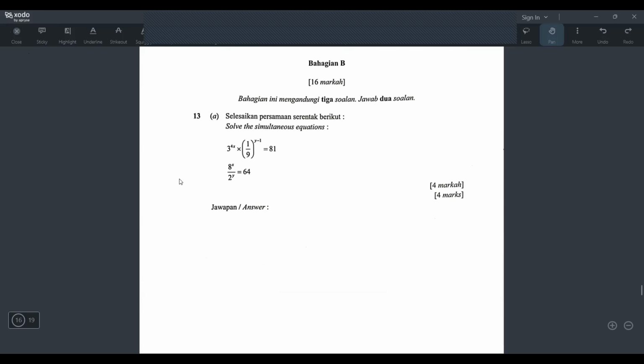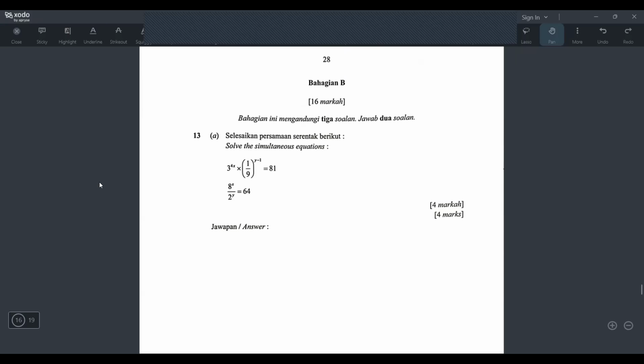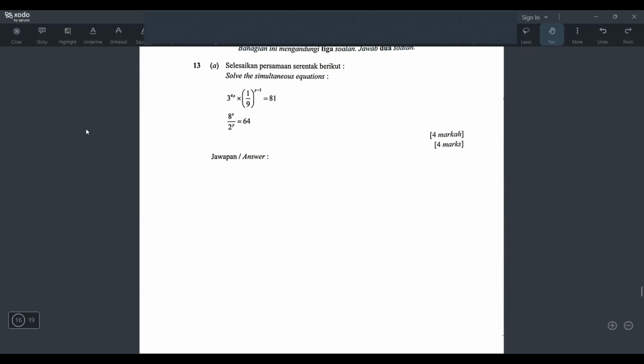Okay, now we are at section B. Section B, they will give you 3 questions. This section contains 3 questions, answer 2 questions. But I will answer all 3 questions because I'm doing this video for revision purposes, so obviously I will do all of it. But in the exam, you only choose 2. Okay, let's read the question.